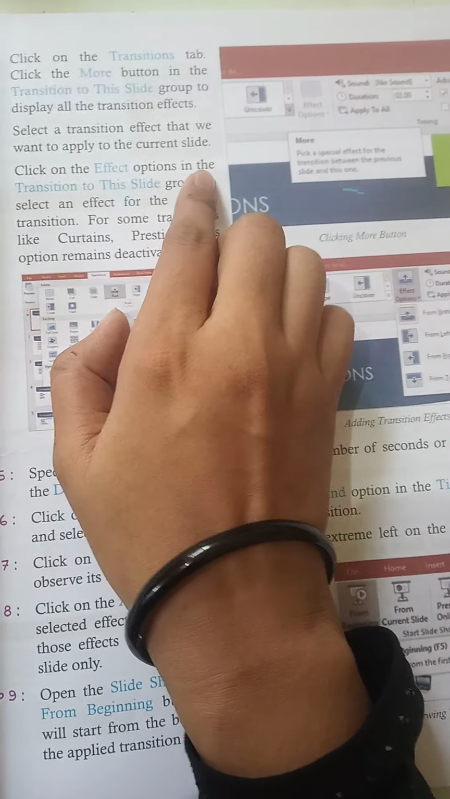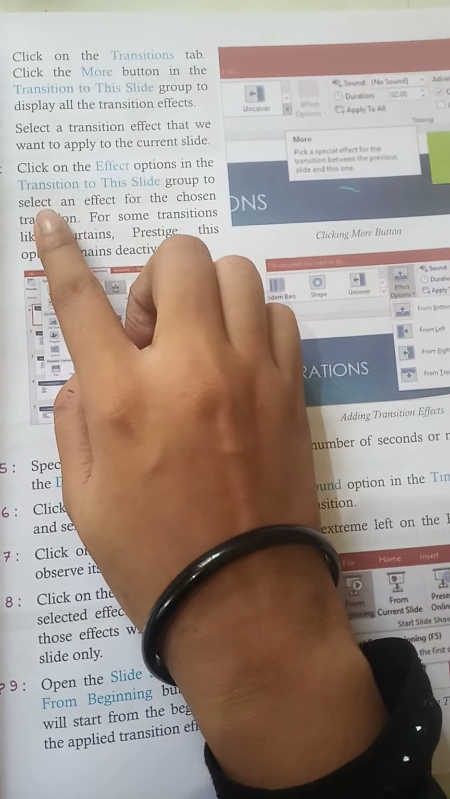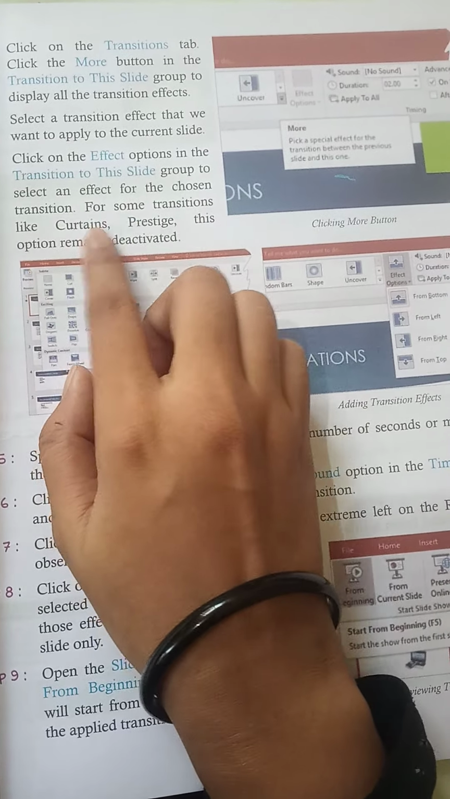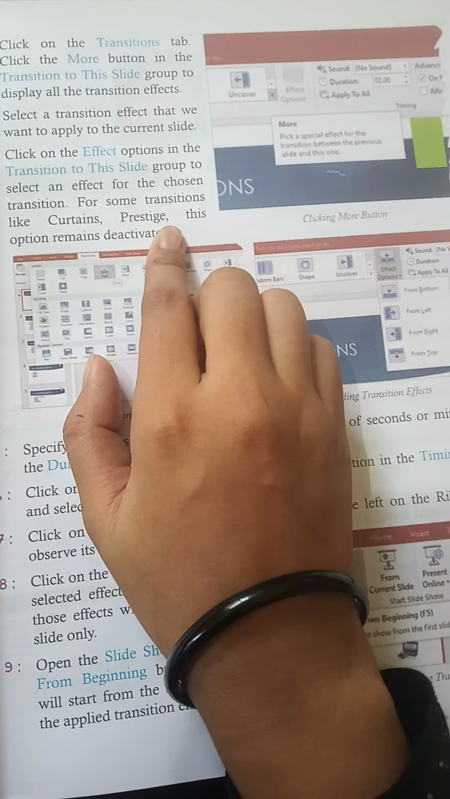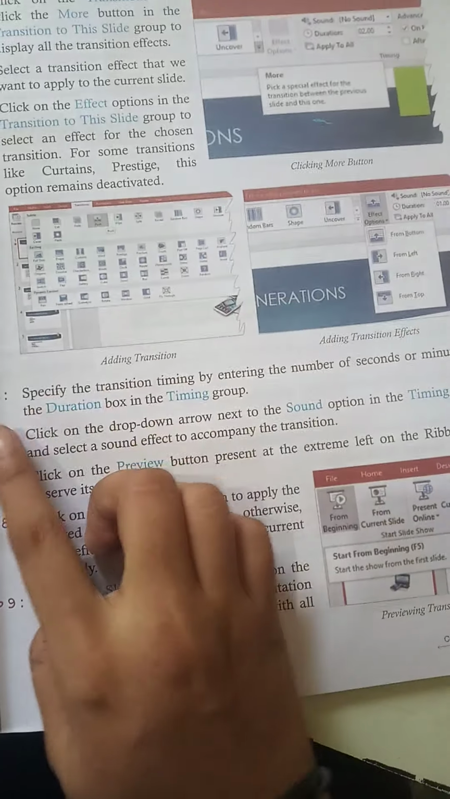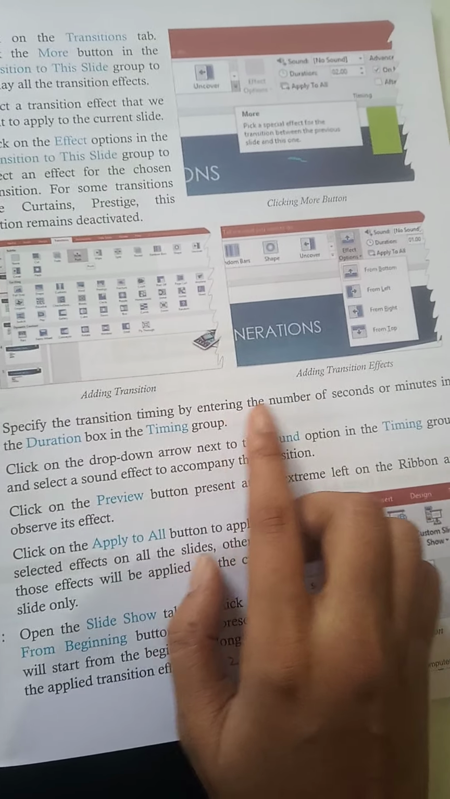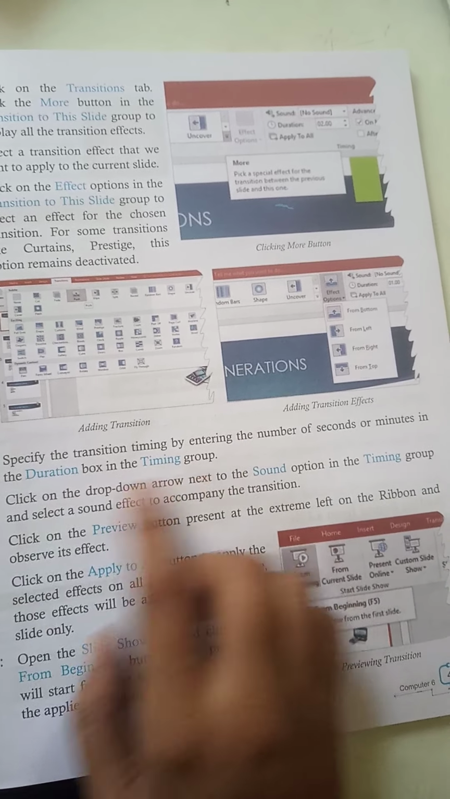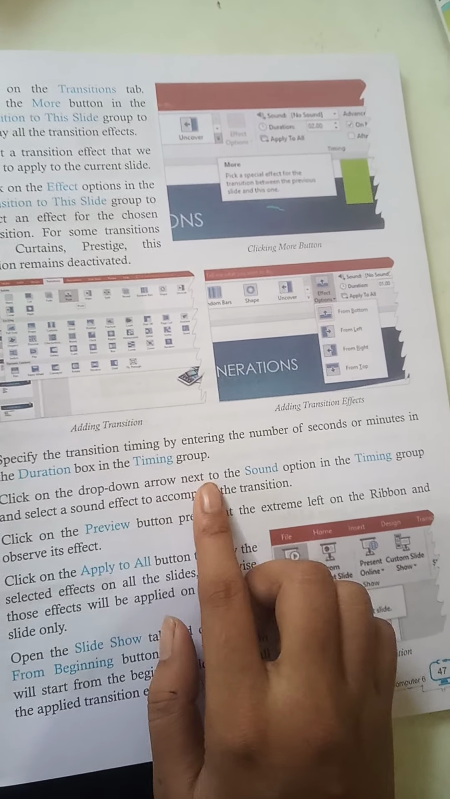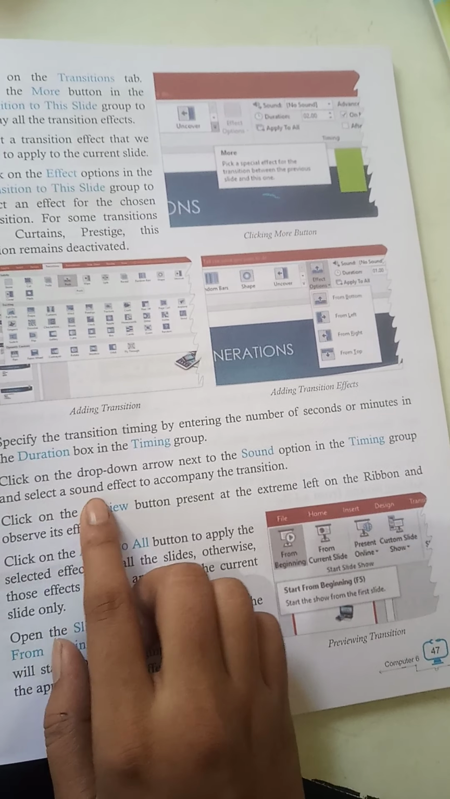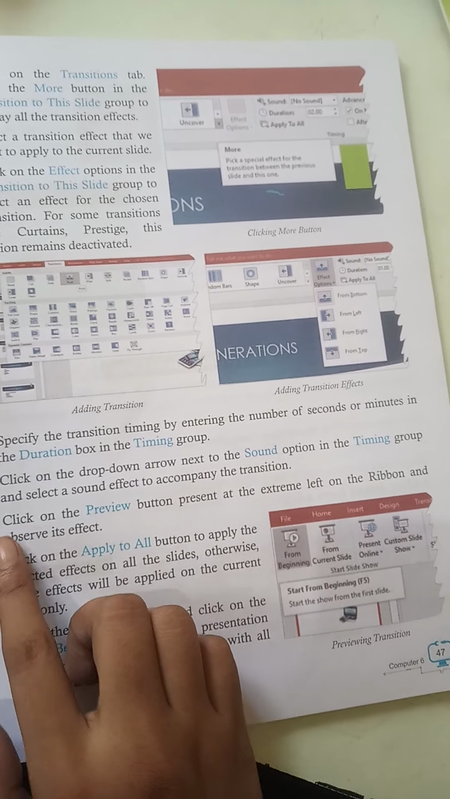Step 4, click on the effect option in the transition to this slide group to select an effect for the chosen transition. For some transitions like cut, this option remains deactivated. Step 5, specify the transition timing by entering the number of seconds or minutes in the duration box in the timing group. Step 6, click on the drop down arrow next to the sound option in the timing group and select a sound effect to accompany the transition.